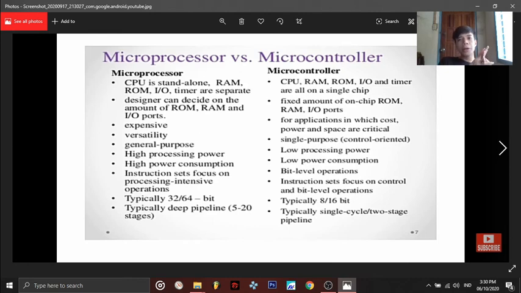For the microcontroller, CPU, RAM, ROM, input and output and timer are all on a single chip. Fixed amount of on-chip ROM, RAM, and input-output ports. For applications in which cost, power, and space are critical. Single-purpose, control-oriented. Low processing power, low power consumption, bit-level operations. Instruction sets focus on control and bit-level operations, typically 8 to 16 bit. Typically single cycle, two-stage pipeline.